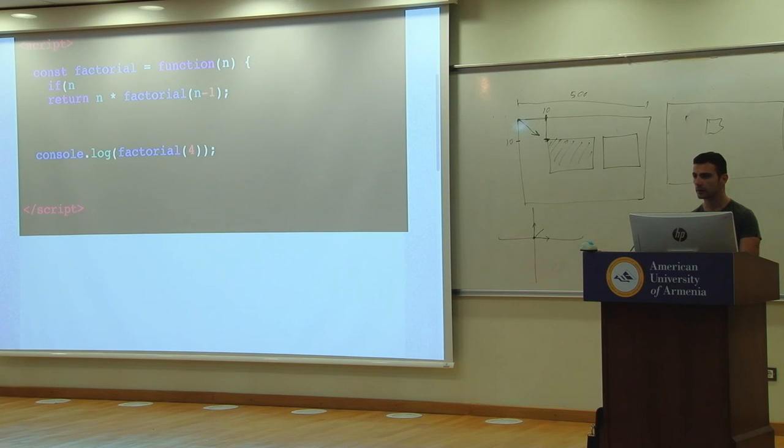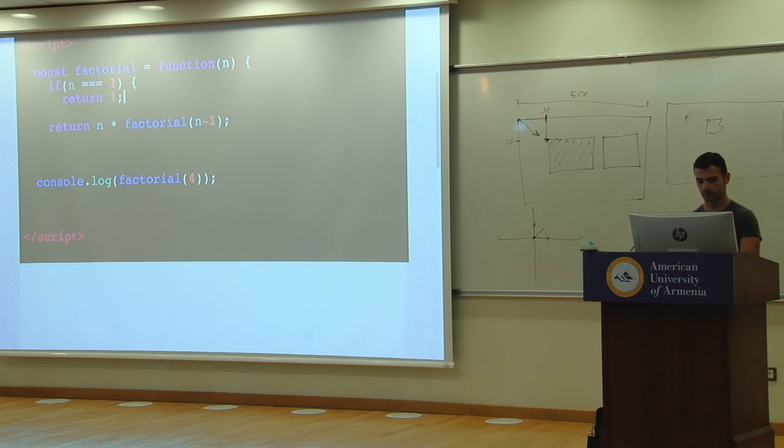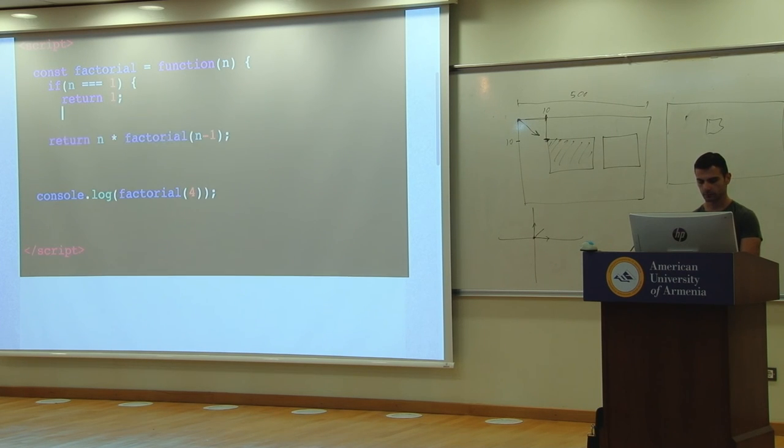Smaller than what? If n is smaller than... Greater than or equal to what? Two. Two? If n is equal to zero, then it's one and the other. Sorry, if it's equal to zero, return one, else return factorial.